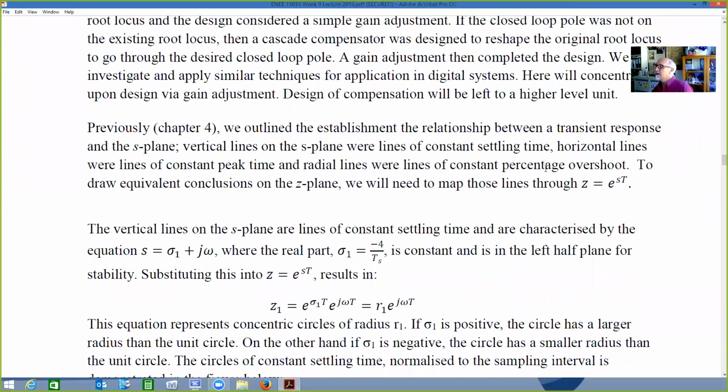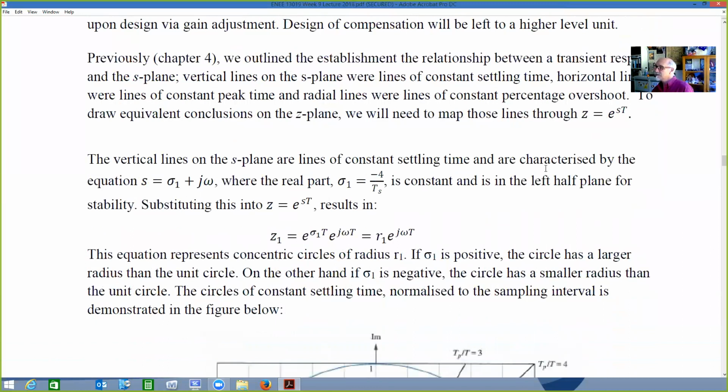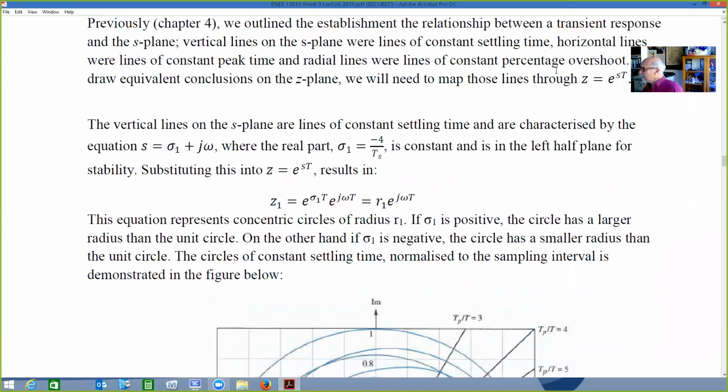Previously in chapter 4, we outlined the establishment of the relationship between a transient response and the S-plane. So vertical lines on the S-plane were lines of constant settling time. Horizontal lines were lines of constant peak time, and radial lines were lines of constant percentage overshoot. To draw equivalent conclusions on the Z-plane, we'll need to map those lines through this expression, z equals e to the sT. So again, this is the mathematical background. We're going to apply it, so just bear with it.